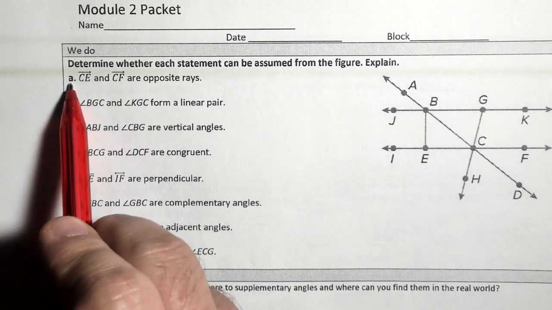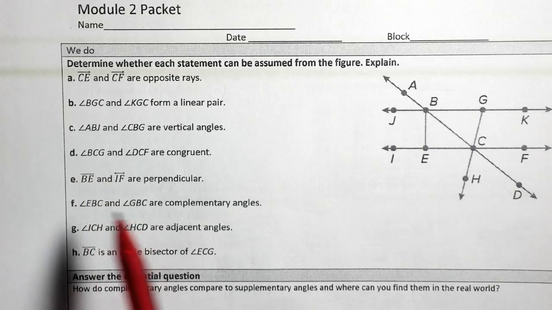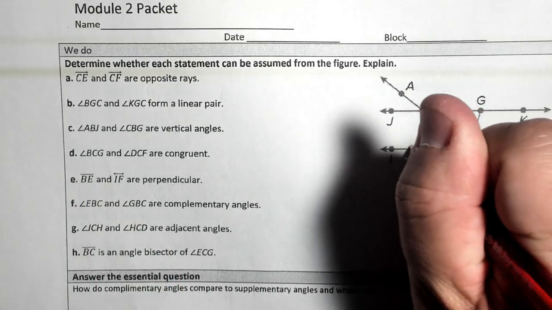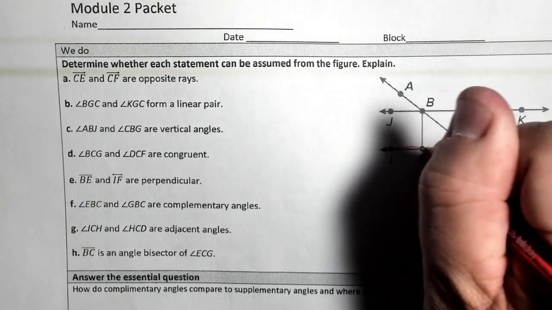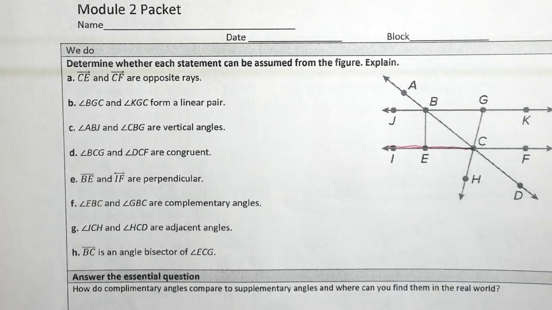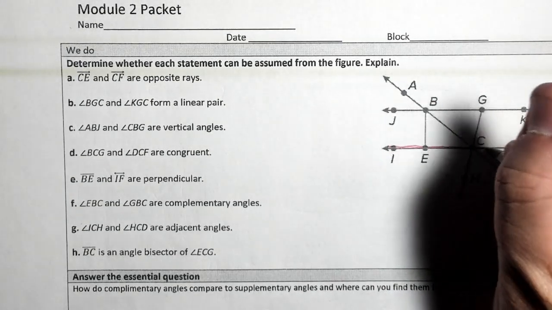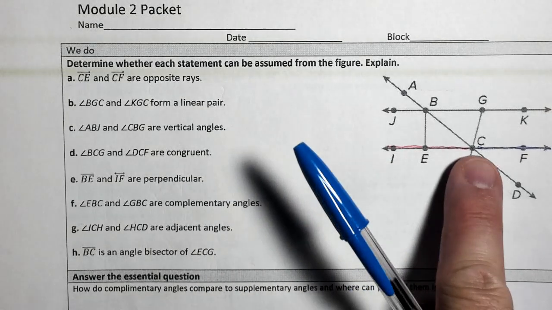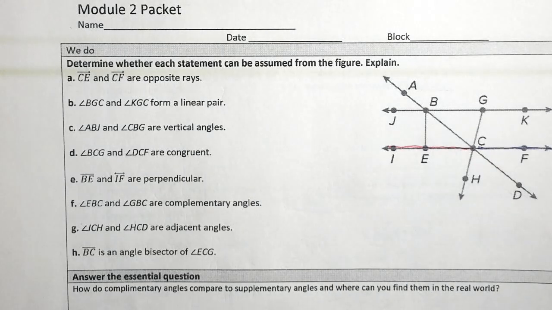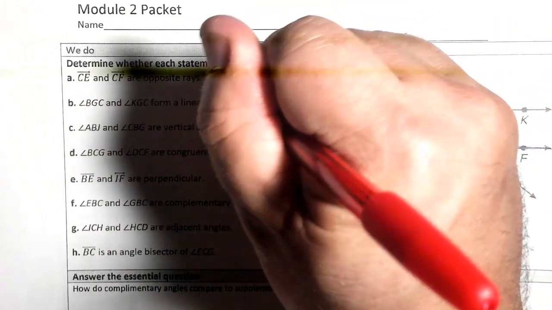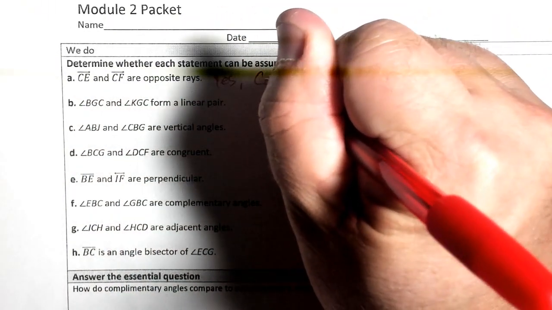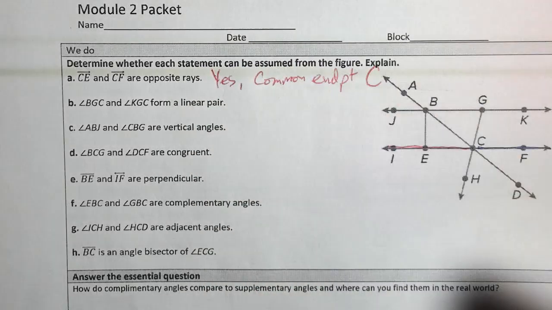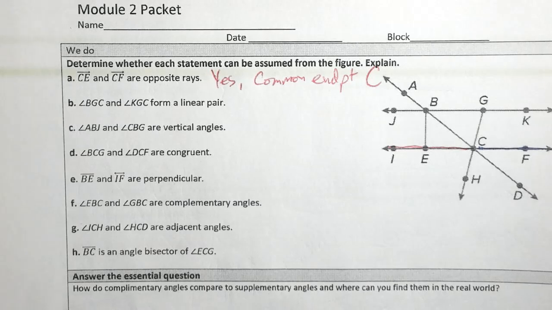Alright, A. CE and CF are opposite rays. CE, CF, and they both start from C and go opposite ways. So yes, that is true, and they share a common endpoint, which is C. Common endpoint C.